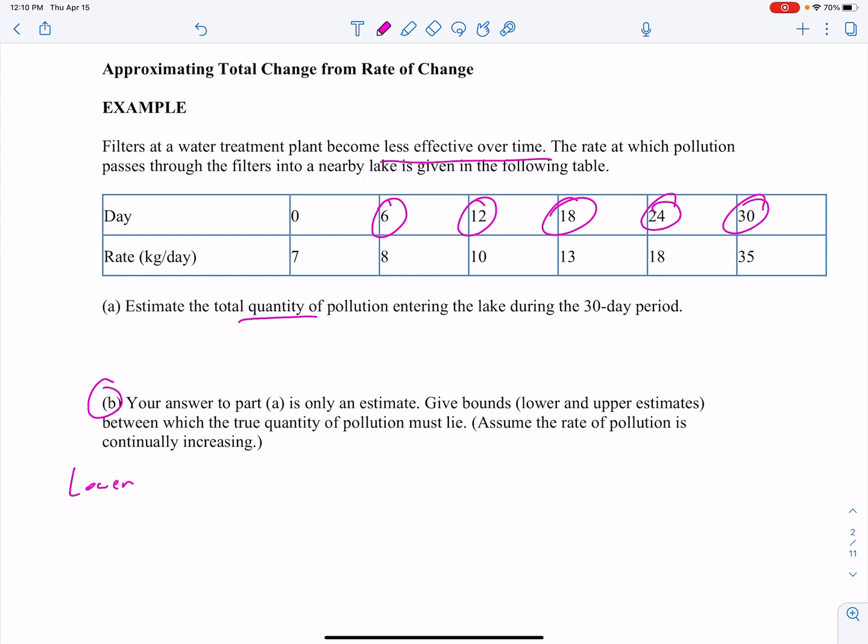Since the intervals of the days are equal, we can just put it out in front of the parentheses, right? Because in other words, each of those numbers is going to be multiplied by 6 days. All right, and then we'll use the lower numbers first. We'll start at 7 plus 8 plus 10 plus 13 plus 18. If you punch that into your calculator, just how I did it there with parentheses, I believe you get 336 kilograms per day.